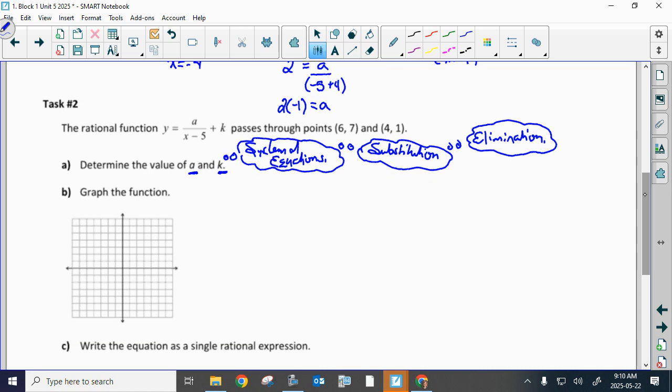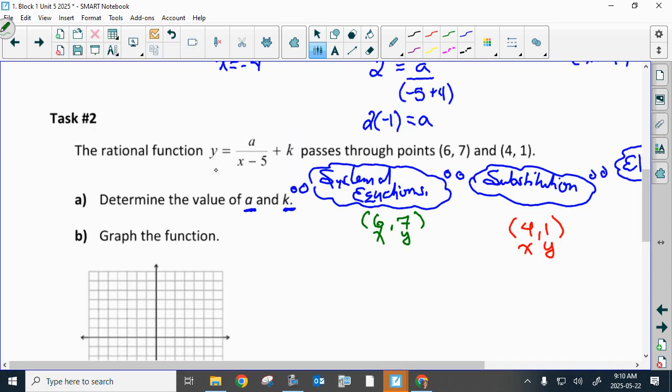So if you've been gifted with two ordered pairs and you're looking for two unknowns, you're going to create your system. So when I look at this function, we have 6 and 7. That's a possible x and a y. I also have, I'm going to use a different color, the 4 and the 1, which is an additional x and y. So I'm going to plug my 6 and 7 in and just see where it takes me.